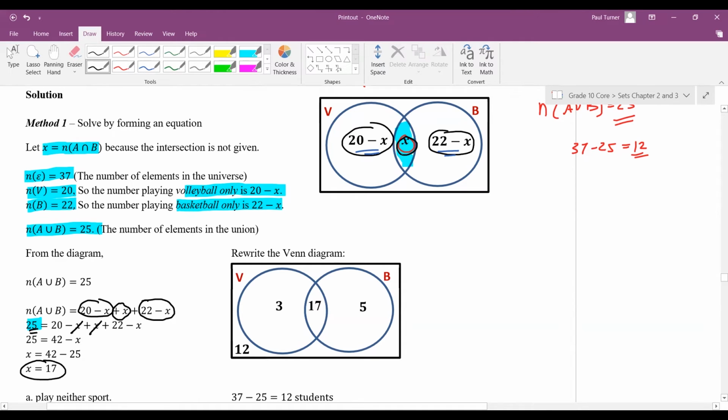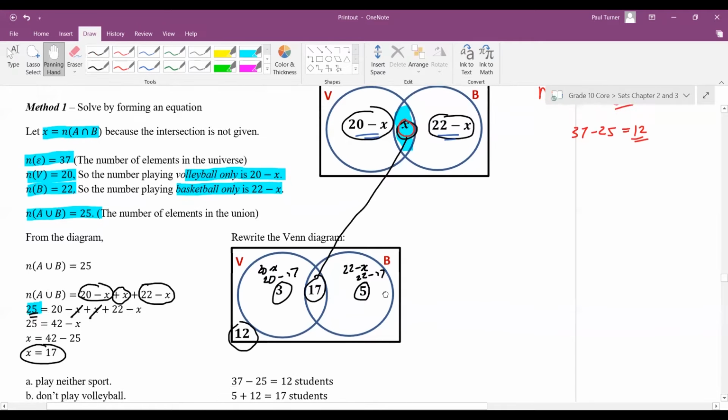So that number is written in the middle here, 17, that's x. So that's the number who play both sports. And if this is 17, this number is 20 minus x. So that's 20 minus 17, which is 3 here. And this is 22 minus x. So 22 minus 17, that will give you 5 here. And that 12 is where we originally wrote down. So if you add these numbers up, you should get 37. That's one way to check, because that's the total number in the class.